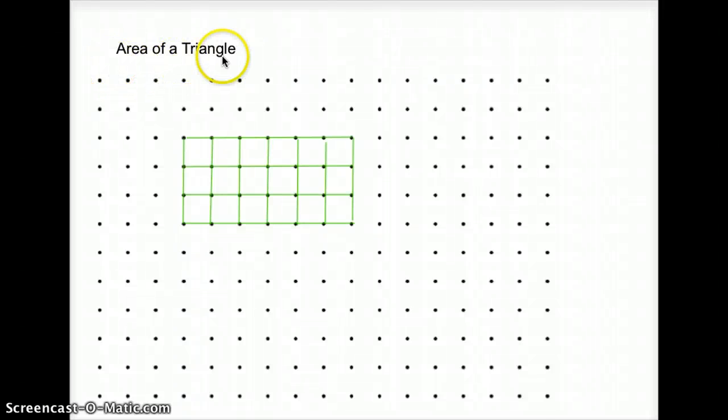Today we're going to look at the area of a triangle. We're going to start by first looking at the area of a rectangle. And we know for the area of any rectangle or any quadrilateral, we can find it by counting the number of 1 by 1 squares.